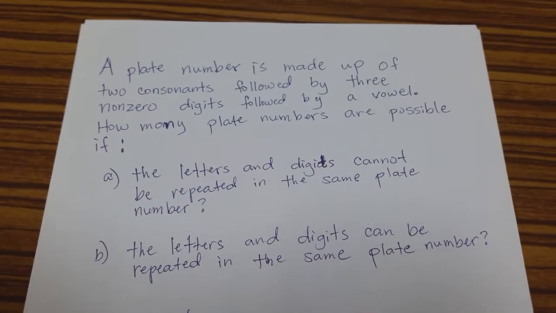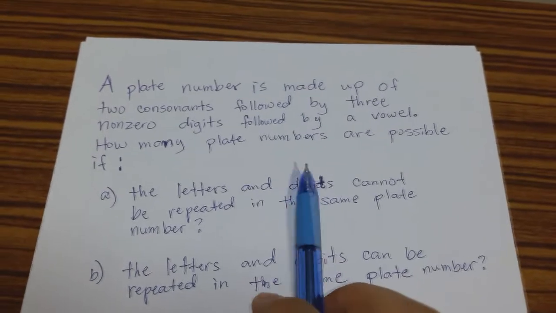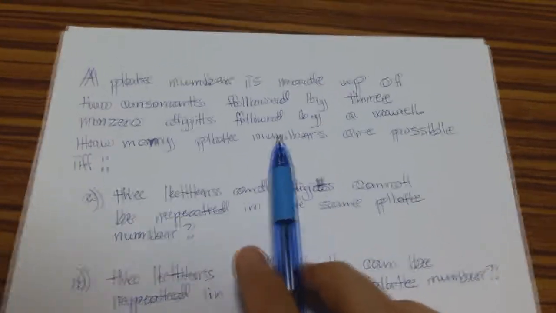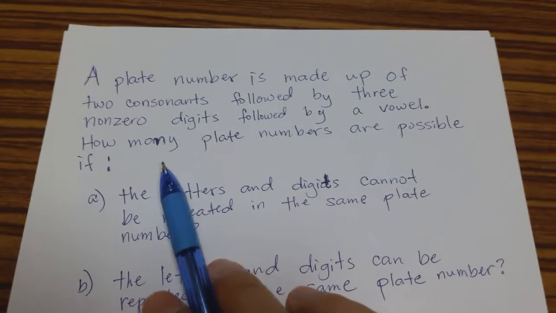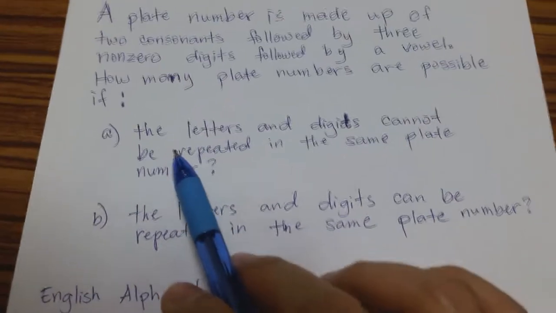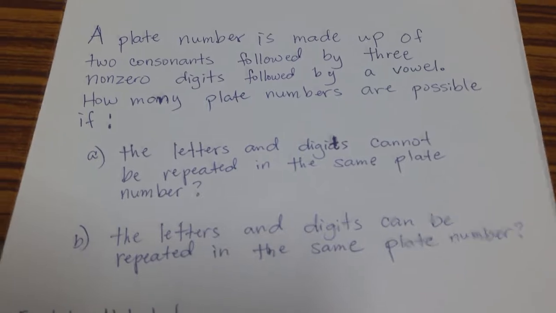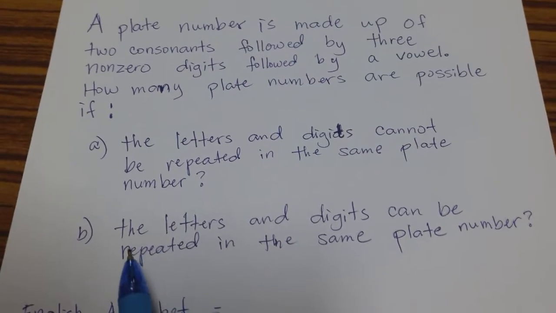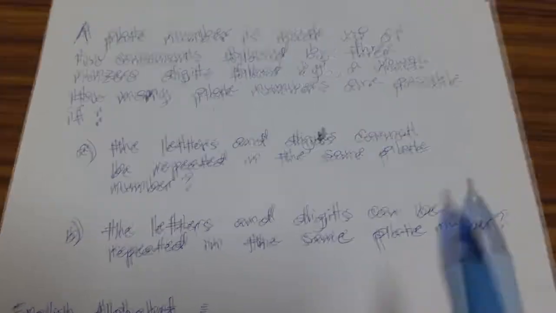A plate number is made up of two consonants followed by three non-zero digits followed by a vowel. Now the question: how many plate numbers are possible if, letter A, the letters and digits cannot be repeated in the same plate number? Letter B, the letters and digits can be repeated in the same plate number.